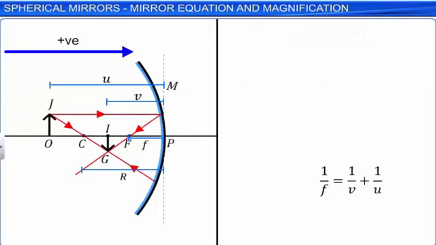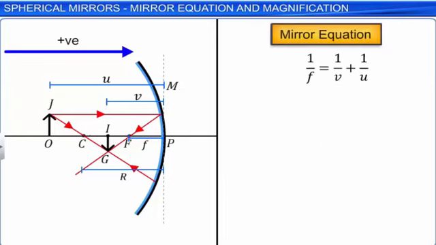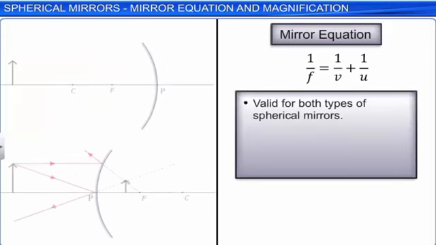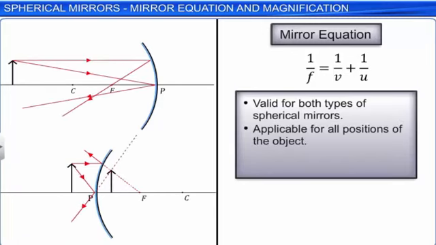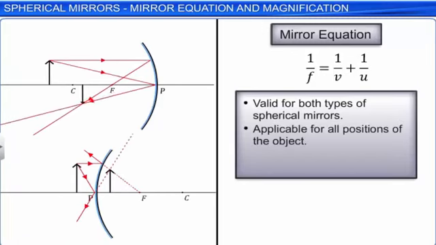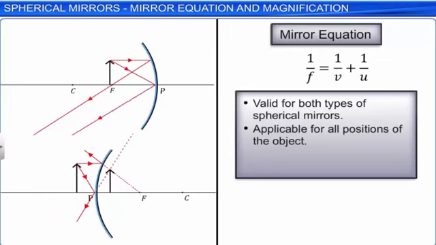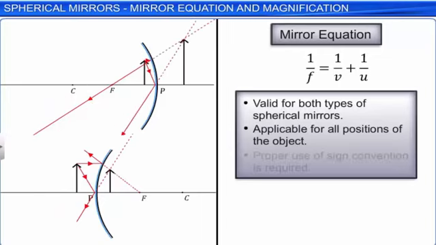This is known as the mirror equation. This equation is valid for both types of spherical mirrors and is applicable to all positions of the object. It is important to note that, while using the mirror formula, proper use of a sign convention is required.